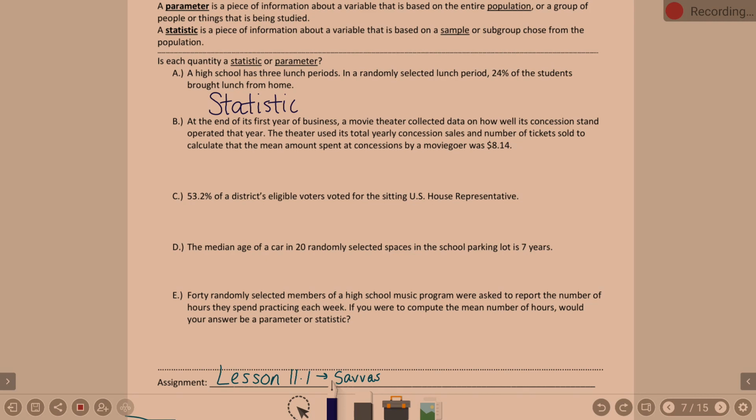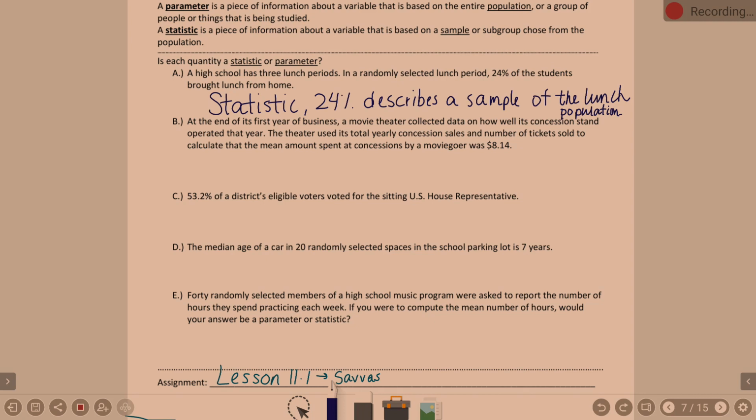Officially, it doesn't say to explain, but again, these are your notes. So if you want to put something, I have down that 24% describes a sample, or a sample of the lunch population. If you haven't already, of course, start reading and thinking about the next one.